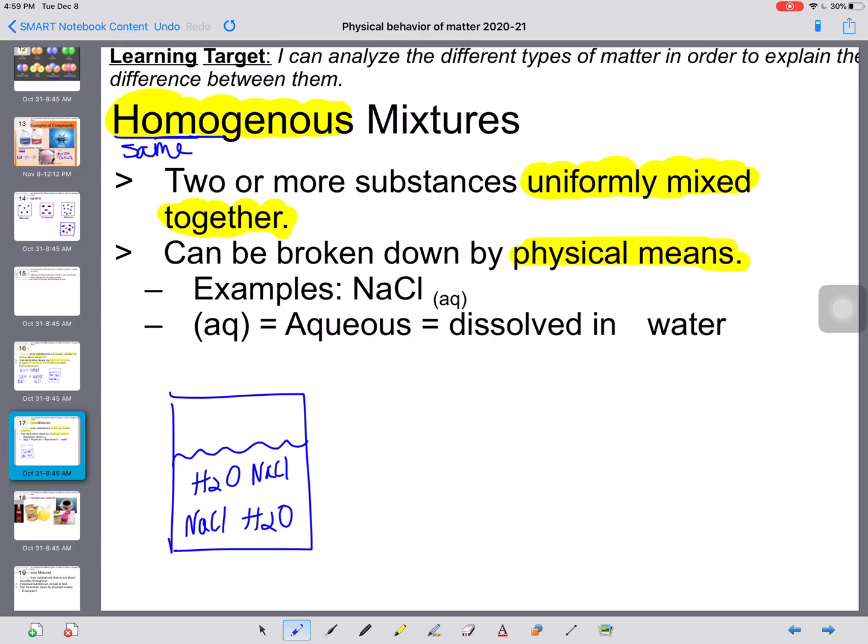So the other thing I want to bring up is this little AQ that you see here. Now, in a few weeks, we're going to be learning about the phases of matter, okay? And we started talking about yesterday how when we see things written like this, that's showing us a compound, okay?